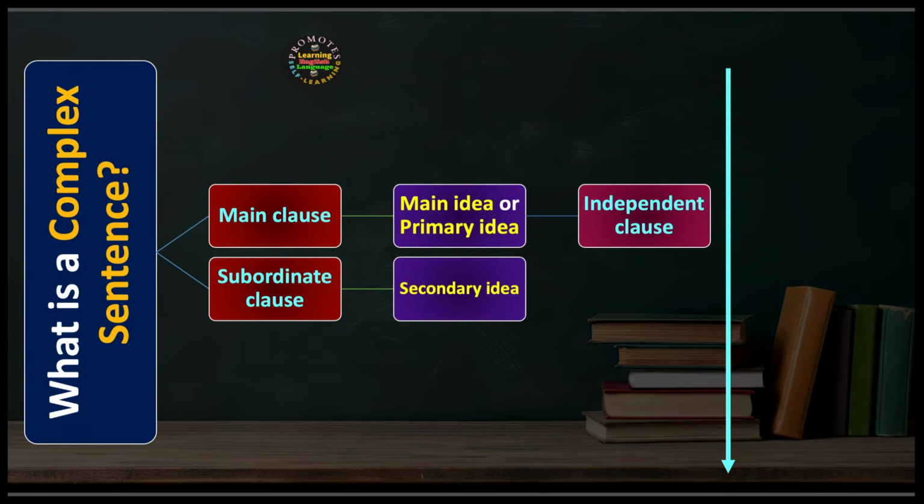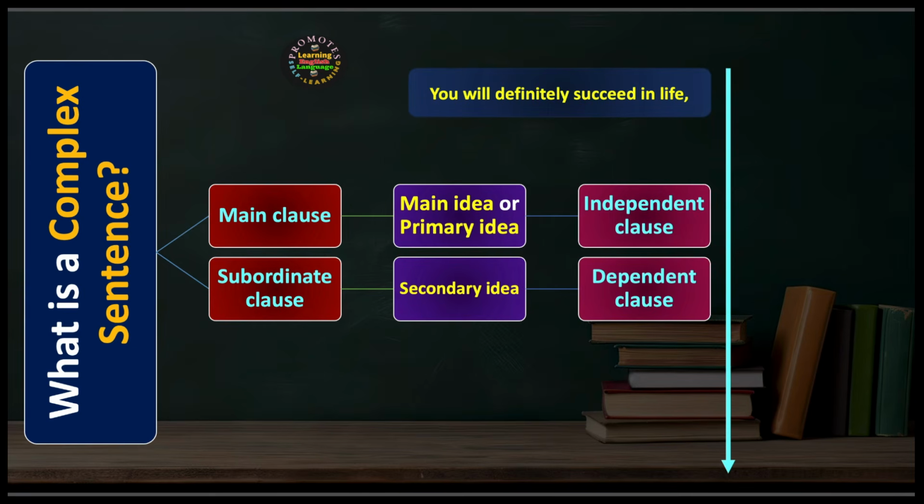Further, we can say the main clause, what we call the main idea or primary idea, is also referred to as an independent clause because it does not depend upon any other clause for its meaning. And a secondary or subordinate clause is referred to as a dependent clause. Now, let's try to understand this concept with examples. You will definitely succeed in life. This is the best example of an independent clause because it gives you a complete meaning. It carries the main idea, the primary idea.